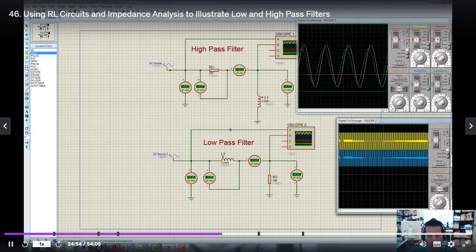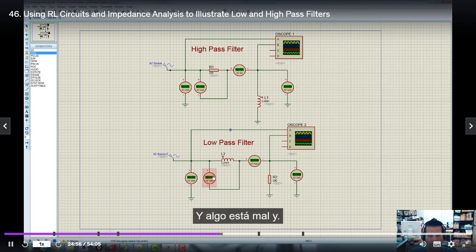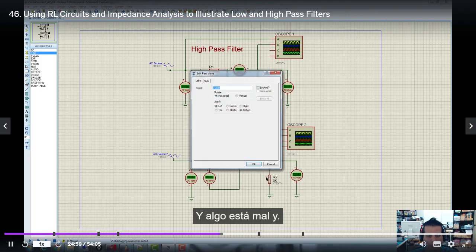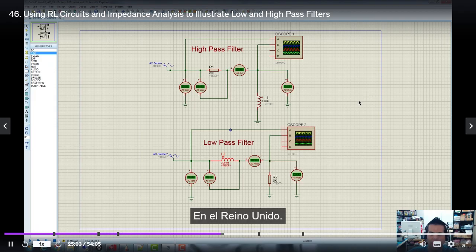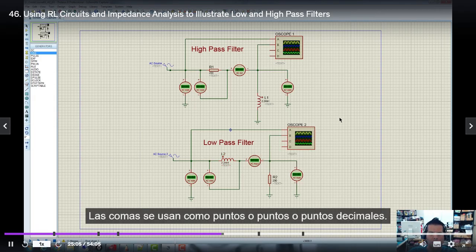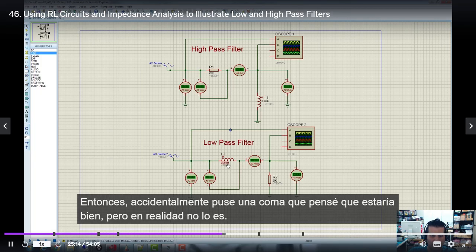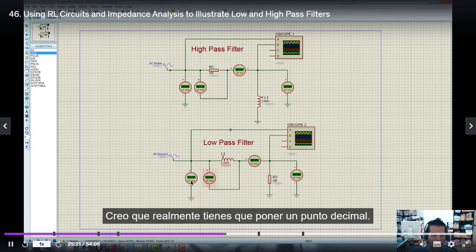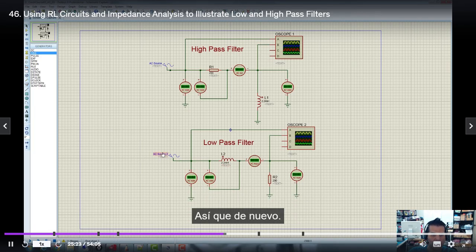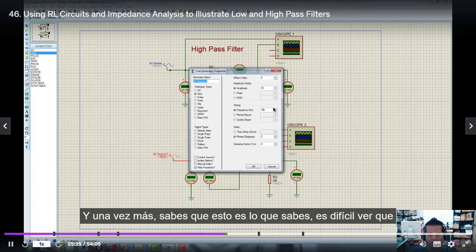All right, and something is wrong. Okay, in the United Kingdom, commas are used as periods or decimal points, and so I accidentally put a comma, which I thought would be okay, but it's actually not. I think you actually have to put a decimal point. So again, it's hard to see this. You've got to be careful.